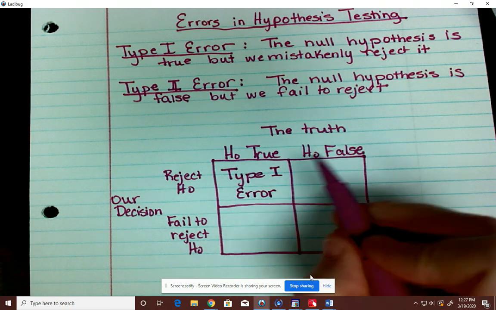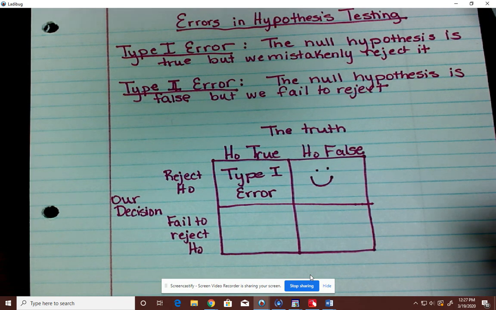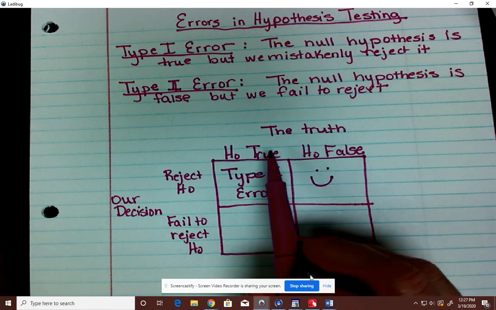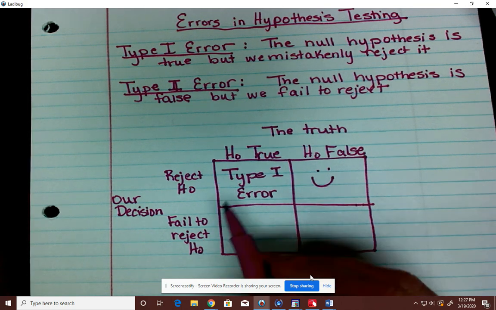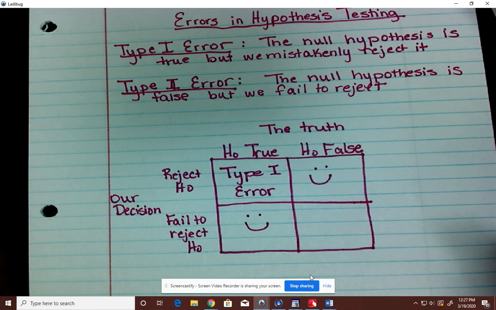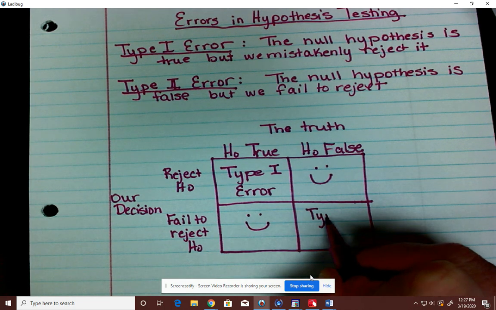If the null is false and we reject it, that's what we were supposed to do. So we're good to go. If the null is true and we fail to reject it, that's what we're supposed to do because we believe it's true. So we're good to go. But if the null is false and we fail to reject it, meaning we think it's true, then we've made a type 2 error.